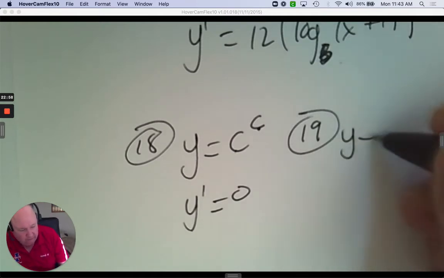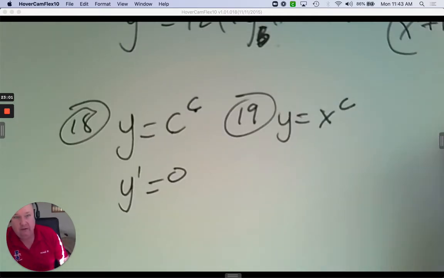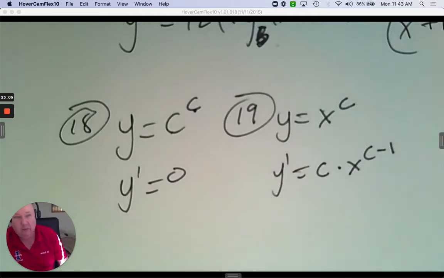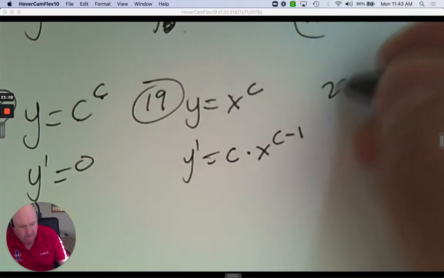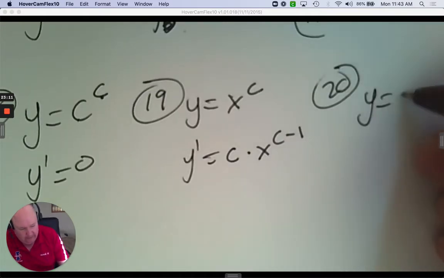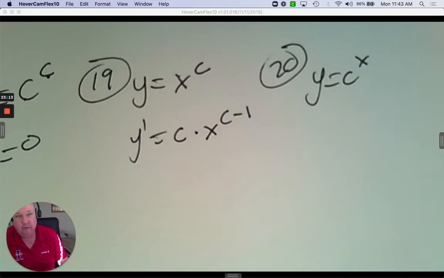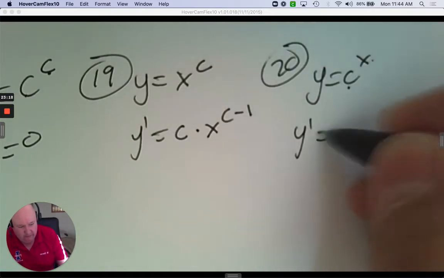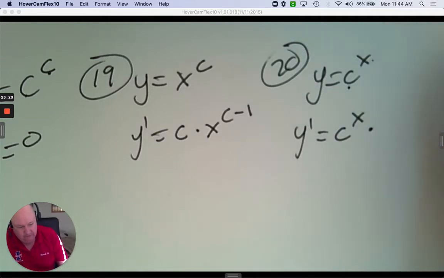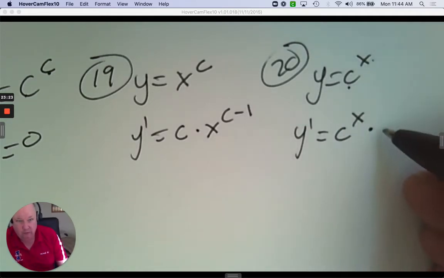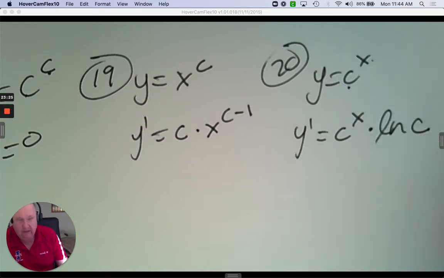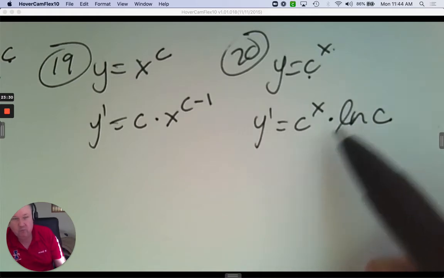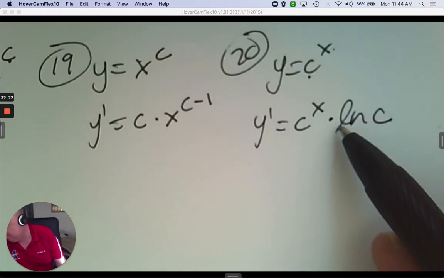Y equals x to the c. The derivative of that would be c times x, and then you'd subtract 1 to the exponent. Number 20, y equals c to the x. So that's a constant to the exponent x. So the derivative of that would be you copy it times the derivative of the exponent, which is 1, but then we need a ln c at the end. And if that was an e, ln e would be 1, so it would just be e to the x. But we need that hook on ln c.